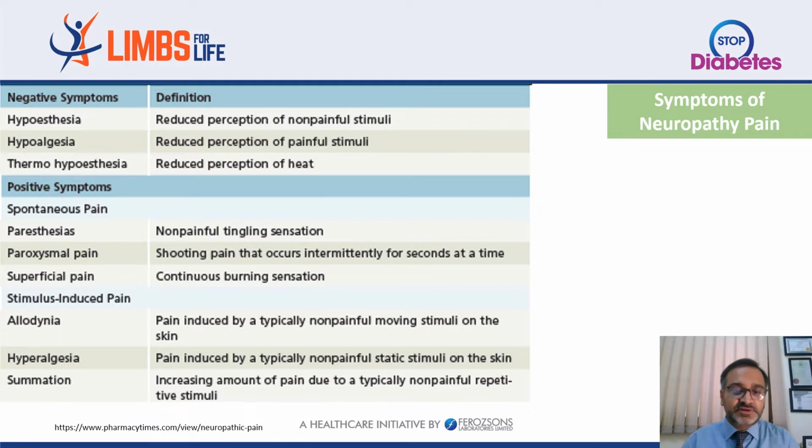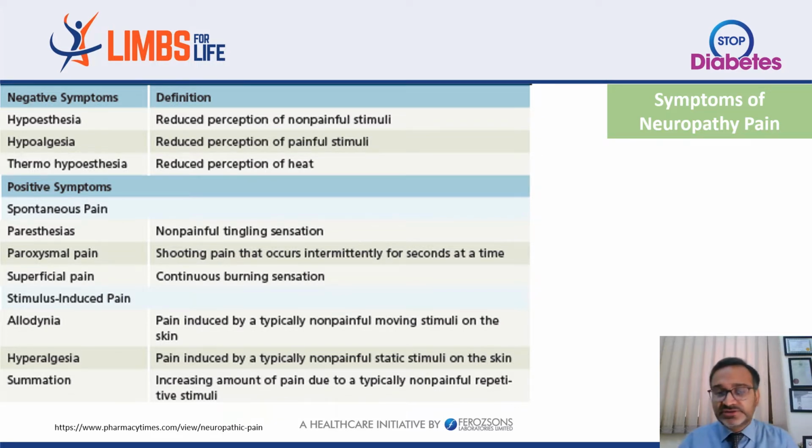Summation pain is an increased amount of pain due to a typically non-painful repetitive stimulus, right? This can be classified as spatial or temporal summation. If they increase the area of the evoked stimulus, like increasing the area on which the stimulus is given to the patient, the patient experiences more pain. So increasing the area, more pain.